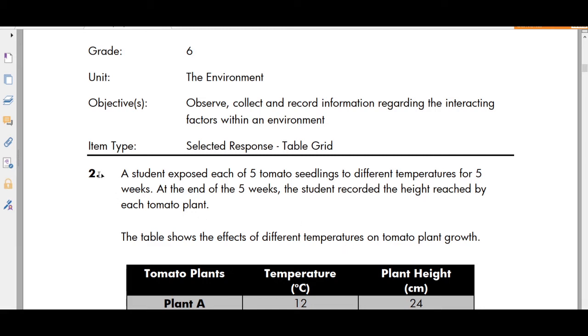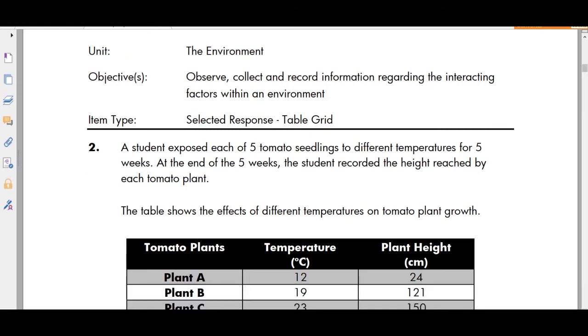It says here, a student exposed each of 5 tomato seedlings, so these are small tomato plants, to different temperatures for 5 weeks. At the end of the 5 weeks, the student recorded the height reached by each tomato plant. The table shows the effects of different temperatures on tomato plant growth.